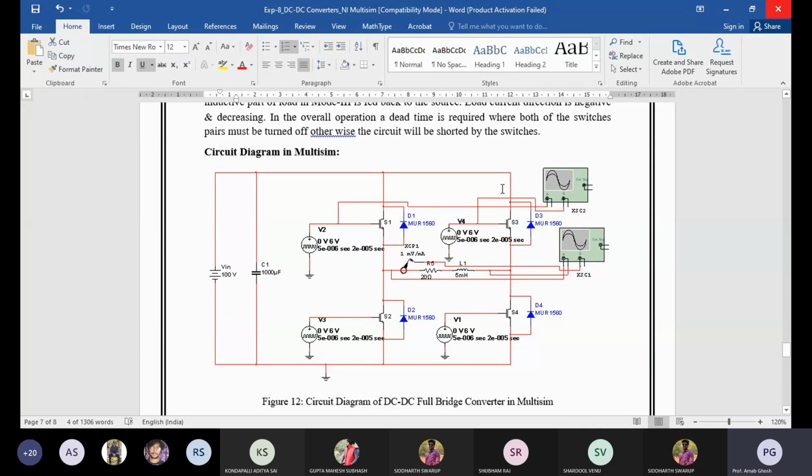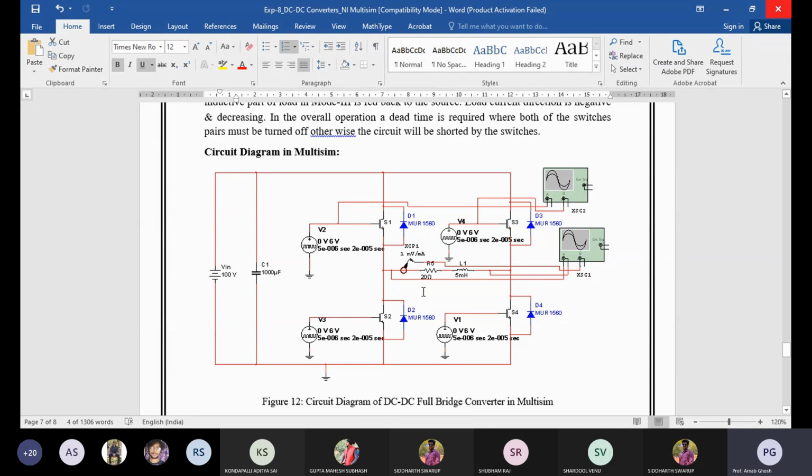So how do you omit that situation, meaning how to avoid the situation? You should design some blanking circuit, meaning there is some delay circuit. When the current becomes zero, only then S2 and S3 will be turned on. You have to design that condition at the time of designing the gate or the firing pulse of your S2 and S3.